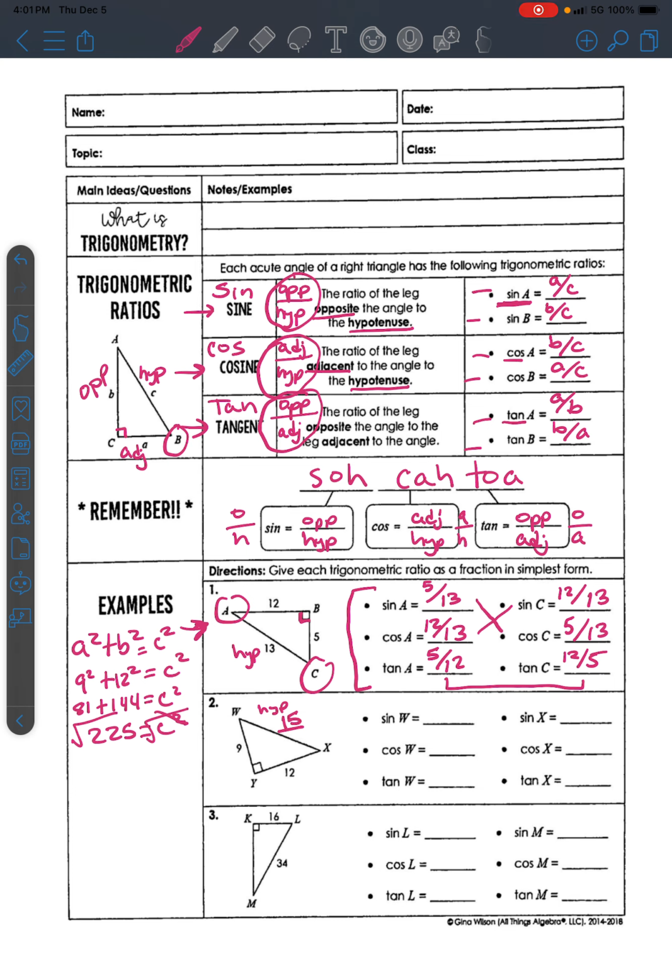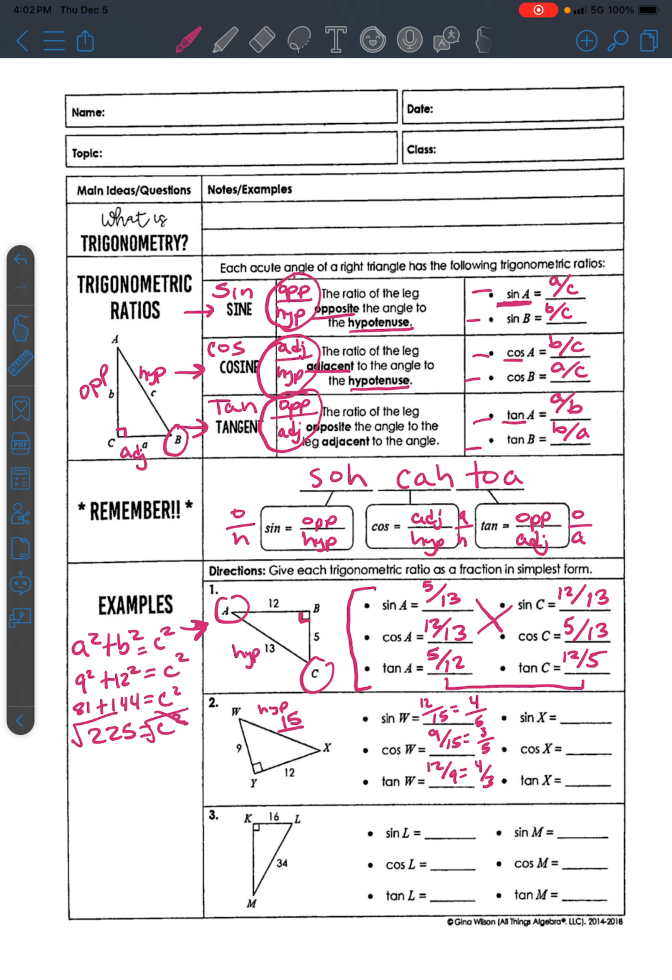So now I just got to look at W. My opposite is 12. Hypotenuse is 15. I can reduce that. 3 can go into 12 4 times and 15 5 times. Then cosine of W is adjacent over hypotenuse. So 3 can go into 9 3 times, 15 5 times. And tangent would be 12 over 9. So that would be 4 over 3.